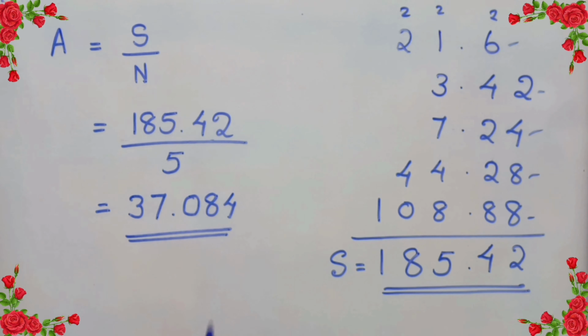Thus the average of the given decimal numbers is 37.084. Answer 37.084. Next question.